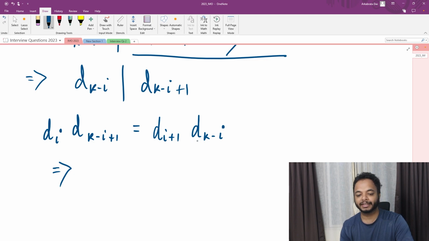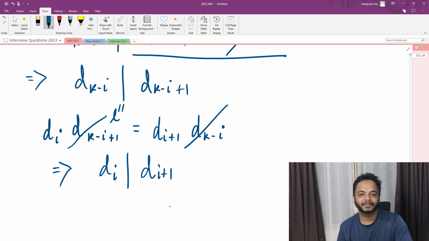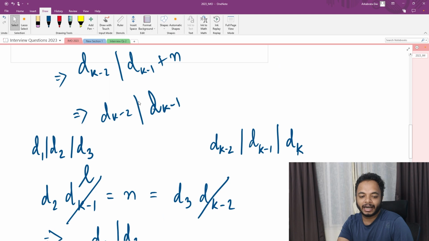here d_{k-i} divides this, we just showed that d_{k-i} divides this. So suppose this divides this, and suppose the quotient is L double prime. Then it implies that d_i divides d_{i+1}. Okay, and so we are done with the i. So if the ith step is given, we are done with the (i+1)th step.